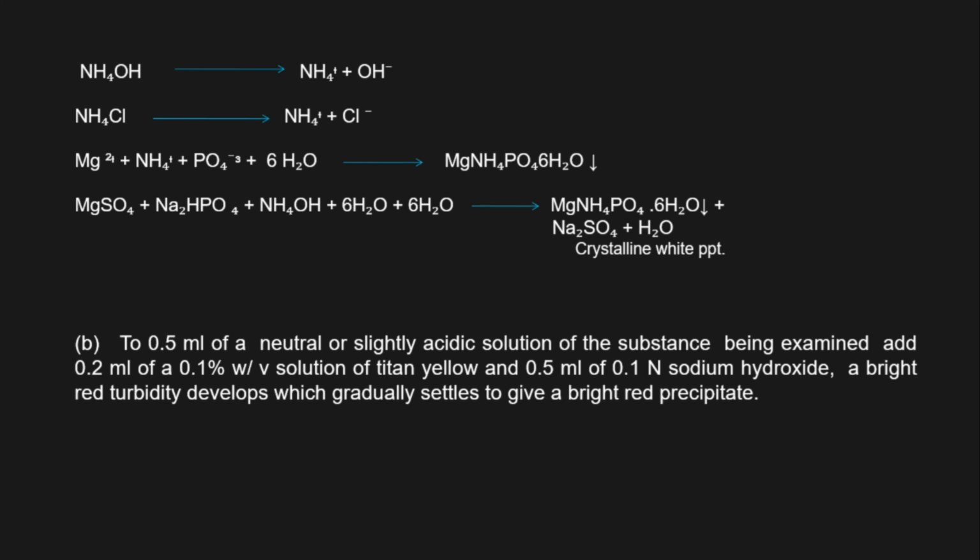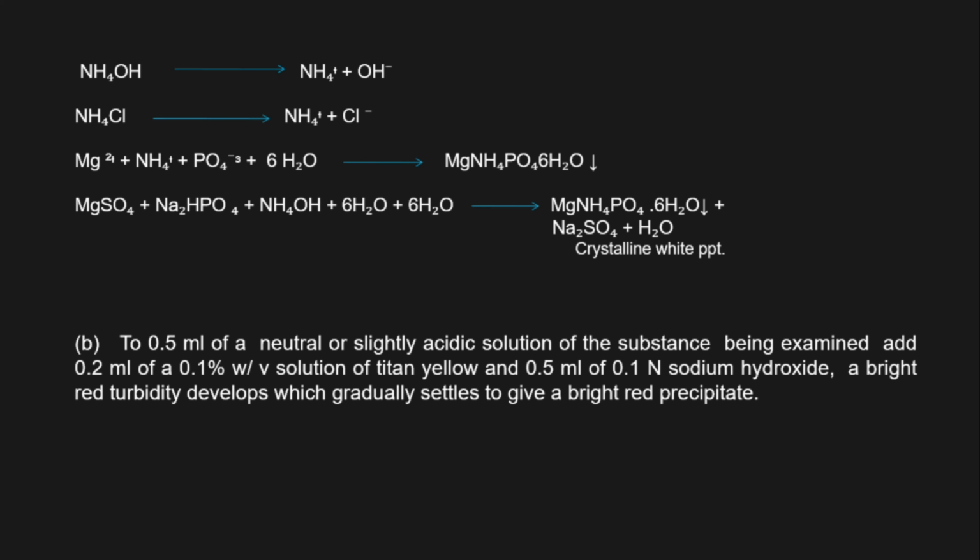The reaction can be understood by taking the various salts which have taken part in the reaction, like magnesium sulfate reacts with sodium hydrogen phosphate, ammonium hydroxide and water molecule, resulting in formation of magnesium ammonium phosphate .6H2O, which gives us the precipitate along with byproduct of sodium sulfate and water molecule. This magnesium ammonium phosphate is the crystalline white precipitate we obtain as the end product.